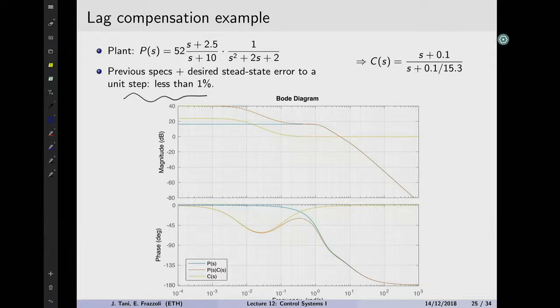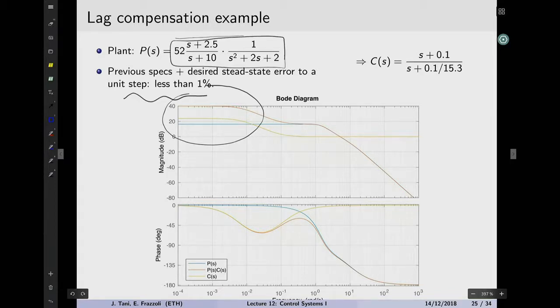Because if we say that the error has to be less than 1%, if you go and do the calculations, it's 1 over 1 plus L of 0 has to be smaller than 1/100 or something like that. So the bottom line is we have to increase the magnitude of our plant. Now our plant became the modified plant from before because we added that first part of the controller already to satisfy the requirements that were asked for before.